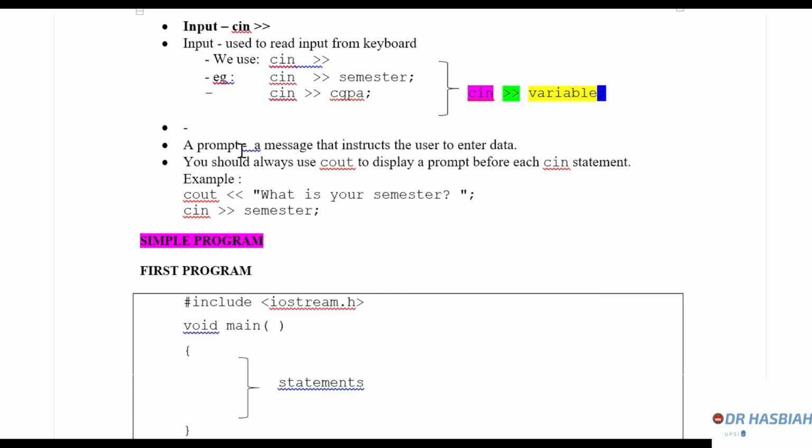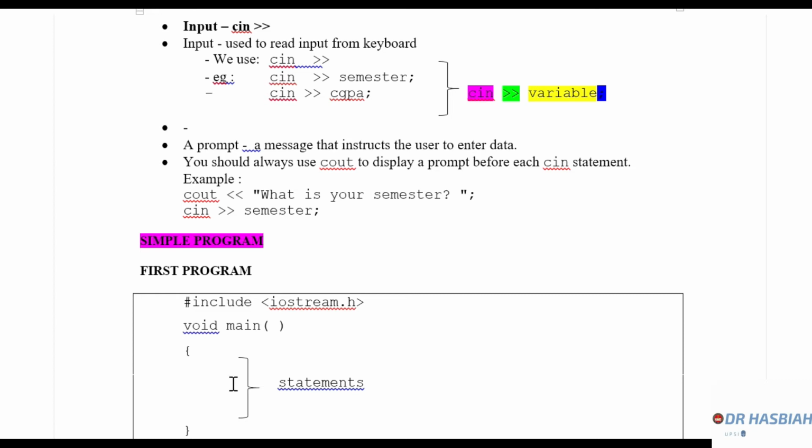So in this case, in order to instruct the user to enter the data, you have to give a prompt. Before the cin statement, just give the cout statement and then write the tag that you want to appear on the screen. For example, "What is your semester?" So people will know they have to key in the semester, and then the cursor will blink here. So this is the prompt, a message that instructs the user to enter the data. Normally, before you cin something, give a prompt, so people will know what they should key in.